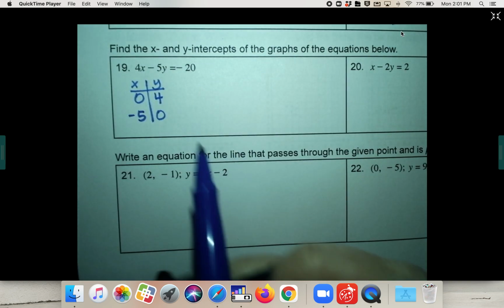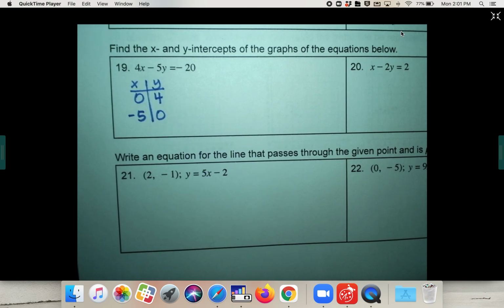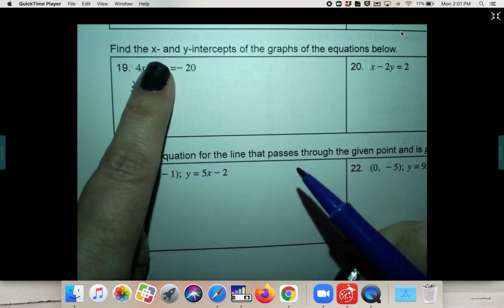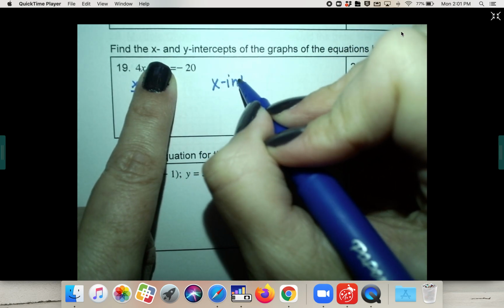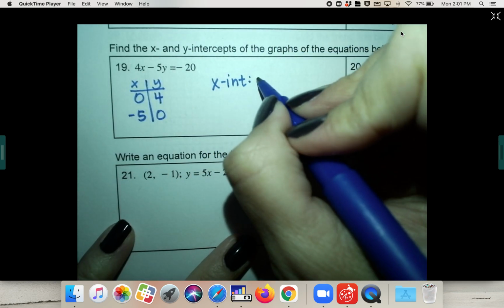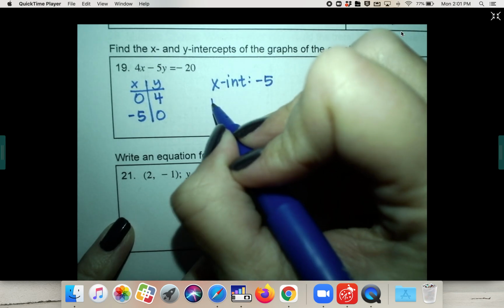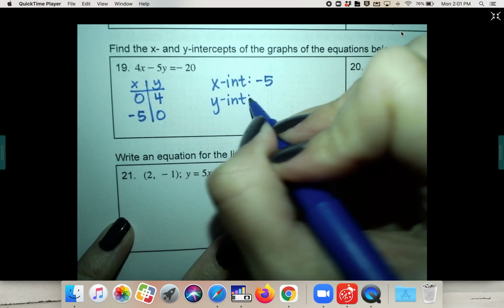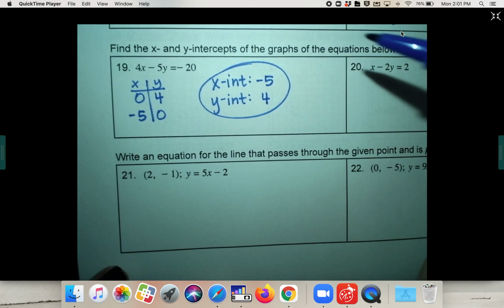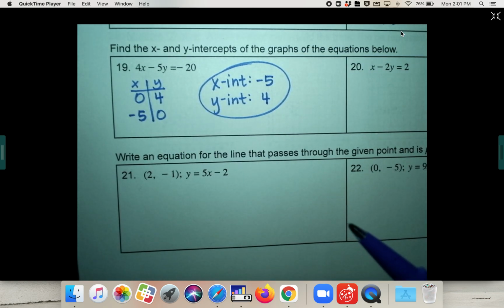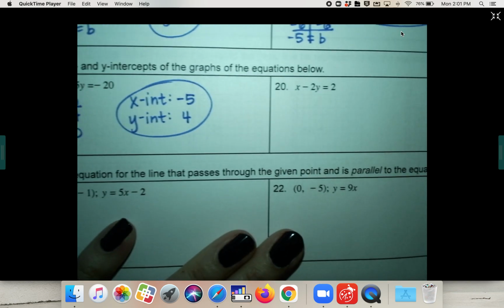So here are my two intercepts. Again, you just cover up one. My x-intercept, in fact, I'll even write it out like this, would be negative 5, and my y-intercept is 4. I don't care if you write it like this, one is negative 5 and one's 4, or if you just leave it in your little table. That's fine too. All right, let's do one more.